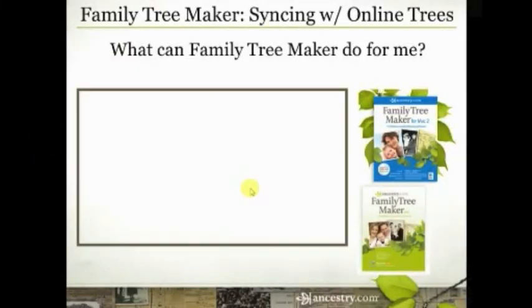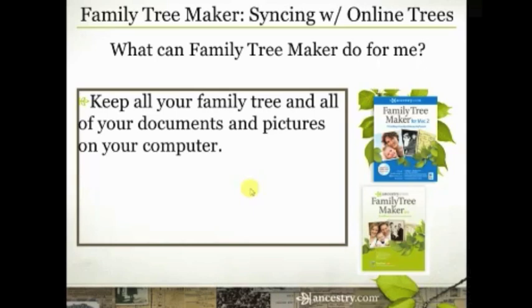Now, here are some of the things that Family Tree Maker can do for you. First of all, it allows you to keep not just your family tree, but all of your documents and pictures on your computer. So right now, you attach documents and photos to your tree online at Ancestry.com. Anything you've uploaded, you always have access to. But any documents you've attached, you only have access to as long as you have a current subscription on Ancestry.com. So if you want to be able to access those, even if for some reason you need to let your subscription lapse for a month or two, Family Tree Maker allows you to keep those on your computer and always have access to them.